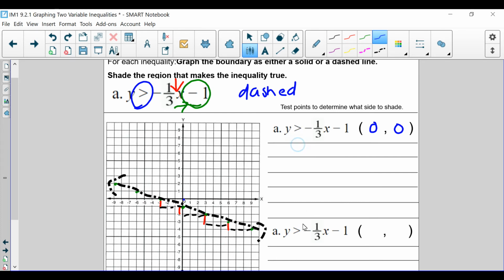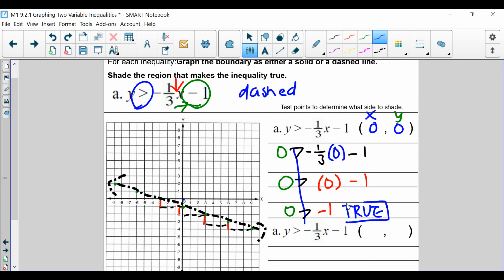Let's find out. Right here, I'm going to draw a line. Instead of x, we're going to put in 0. Instead of y, we're going to put in 0. We have 0 greater than -1/3 times, instead of x, 0, minus 1. So then we get 0 is greater than 0, -1, so 0 greater than -1. Is this a true statement? Is 0 greater than -1? And we would say, yes, it's true.